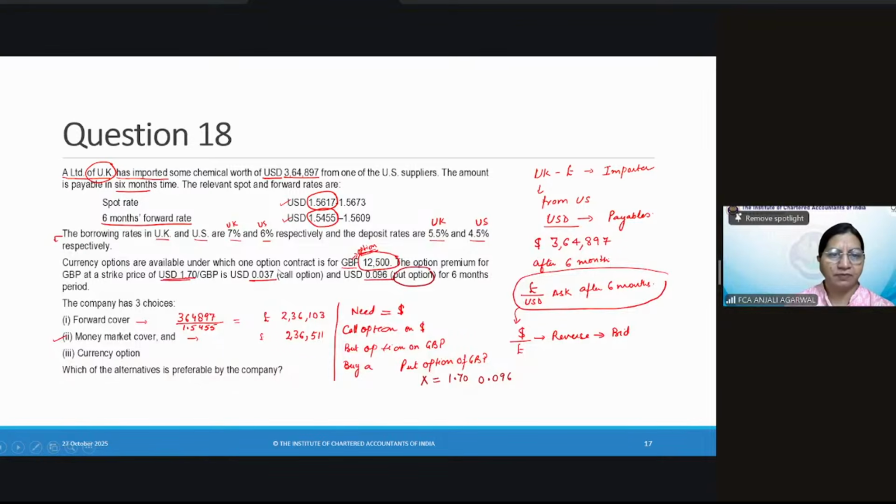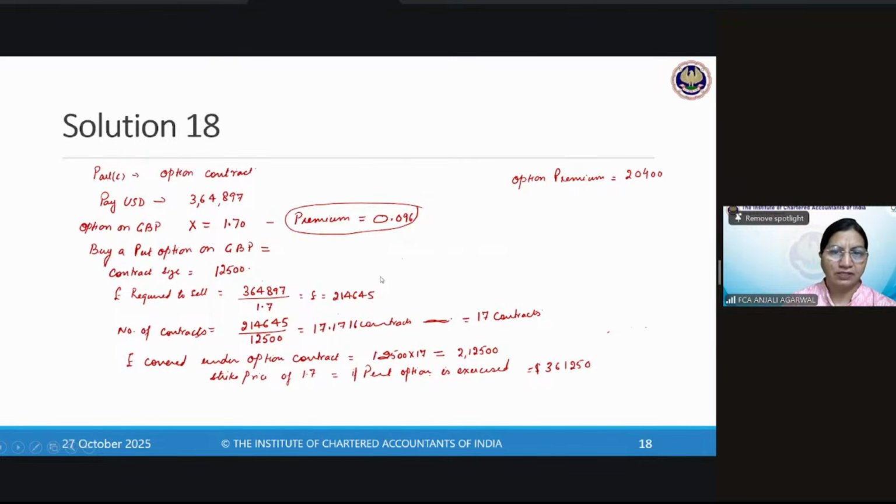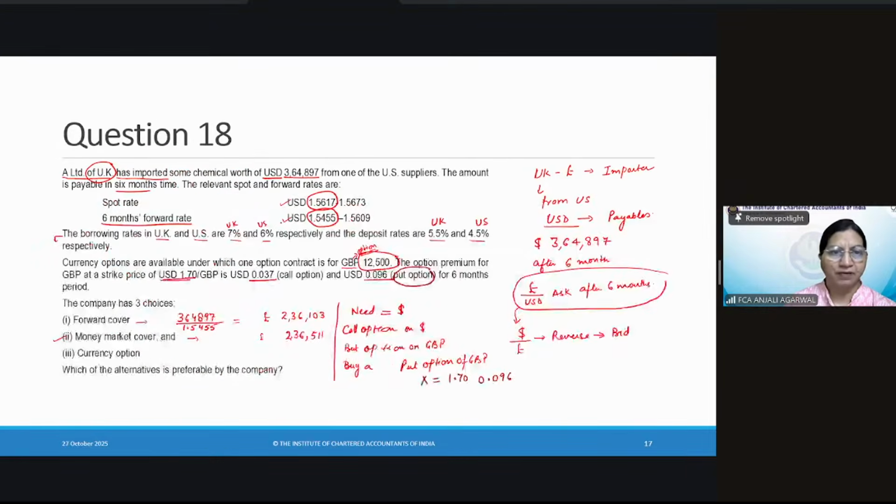Currency options are available under which one option contract is for 12,500 pounds and the option premium per pound at a strike price of USD 1.70 is USD 0.037 for a call option and USD 0.096 for a put option. So we have to pay $0.096. So we have to pay this many dollars as option premium right away.